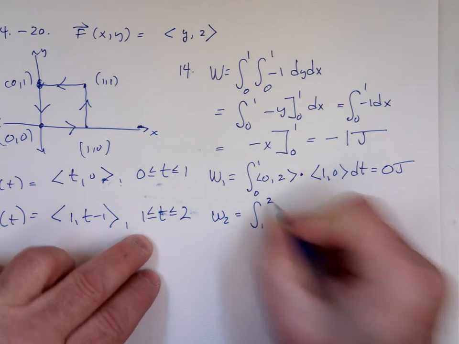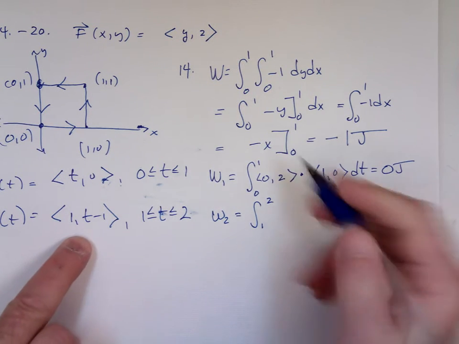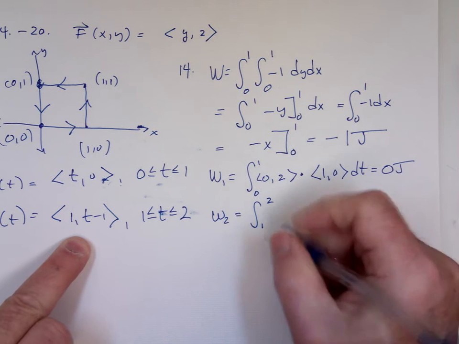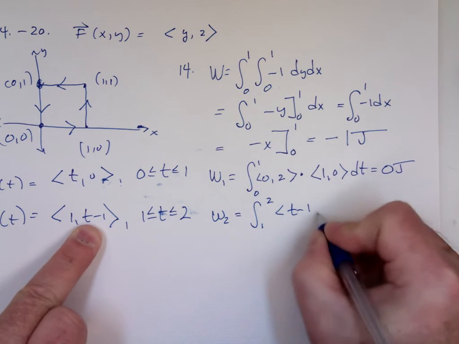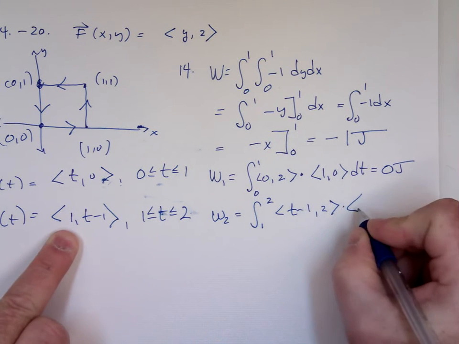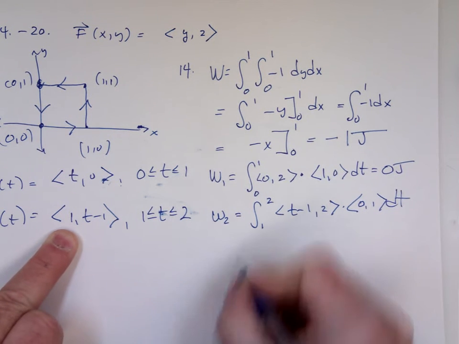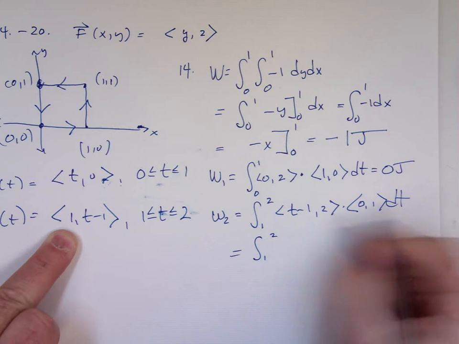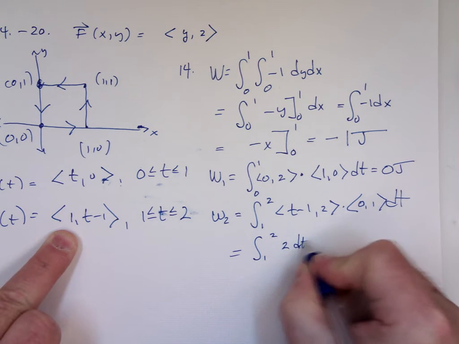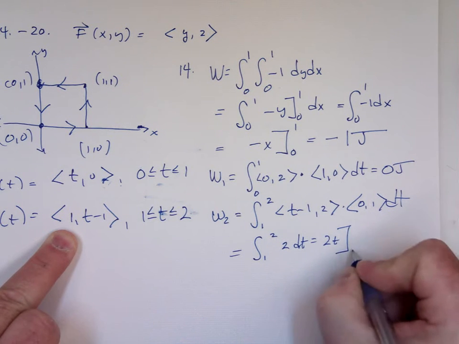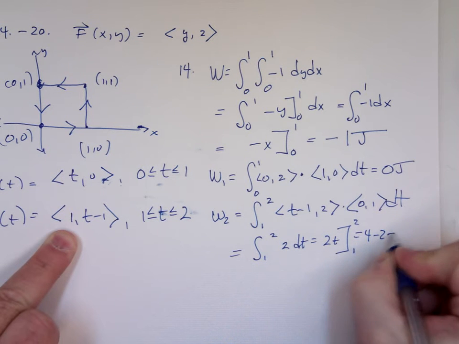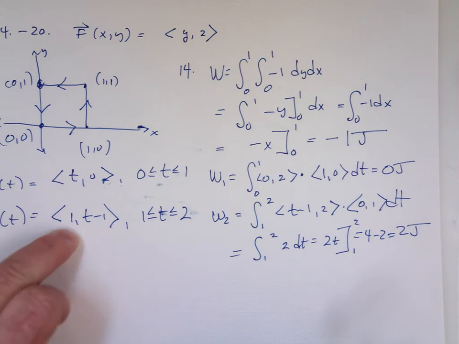1 to 2. Now, we have y2, y2, R prime, 0, 1. That's 1 to 2. That dot product is 2. That's 2t. That's 4 minus 2. That's 2 joules of work heading up the square.